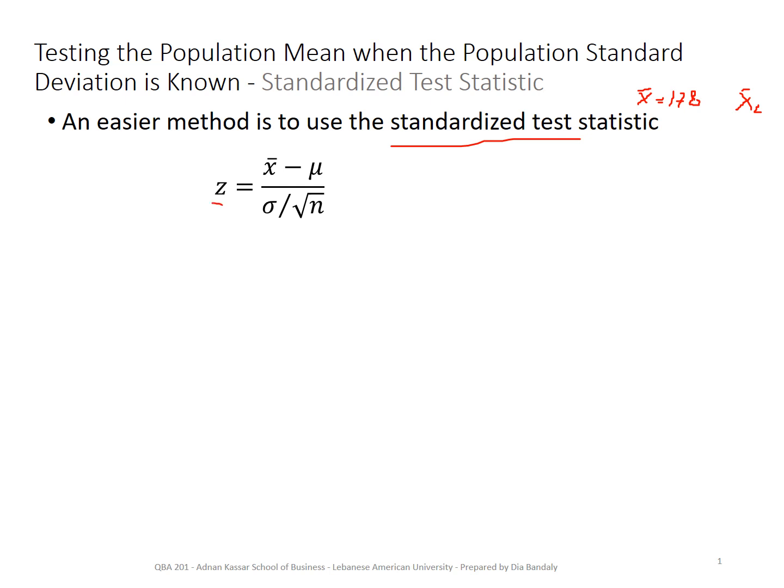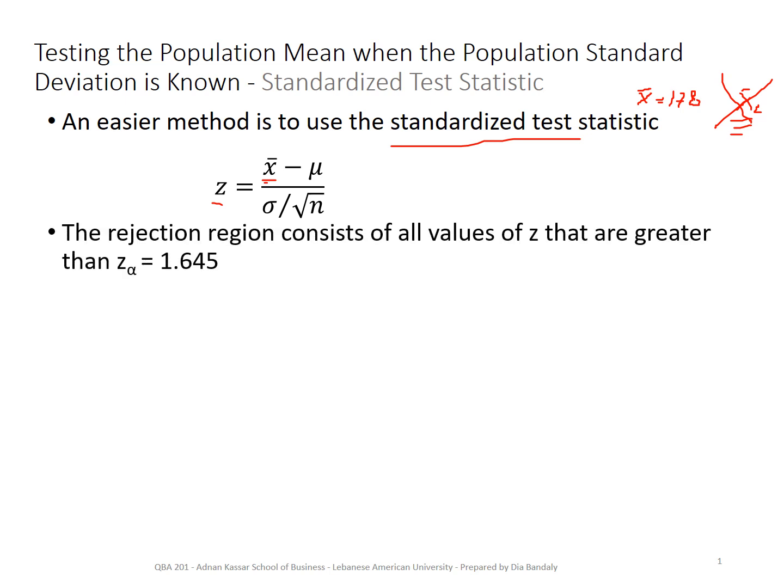So from that X bar, of course, we're going to use the X bar because this is our evidence. But I'm going to convert that into a standardized test statistic. Why this? Because my cutoff point is not going to be in terms of X bar L anymore. So I'm not going to use that. But instead, I'm going to use a cutoff point or a critical point in terms of Z, right?